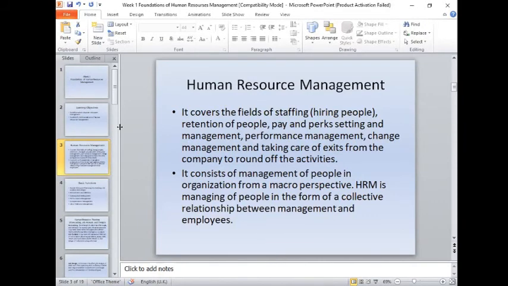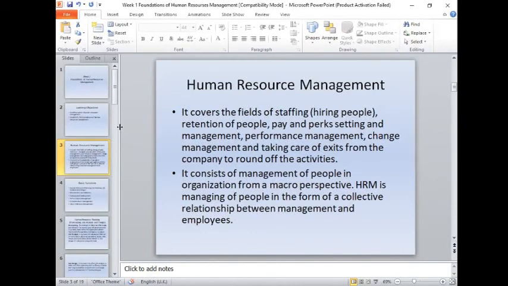Organizing, it's time to recruit the people that we need in the organization to occupy a vacant position. Also, leading is how we give directives to the manpower on how to perform the job. And part of it is performance management. The people must conform to the standards of performing a job.